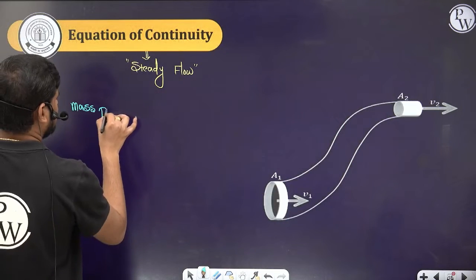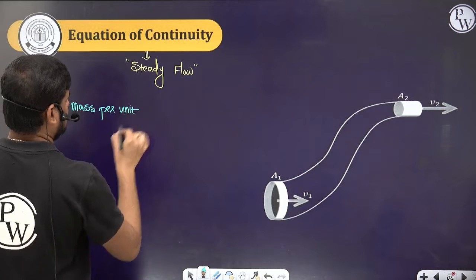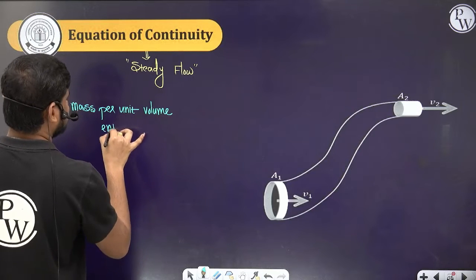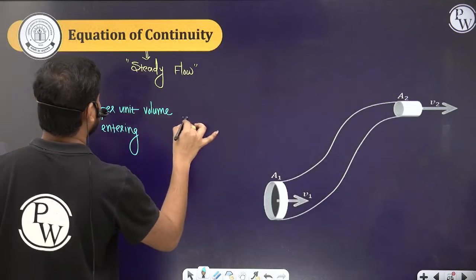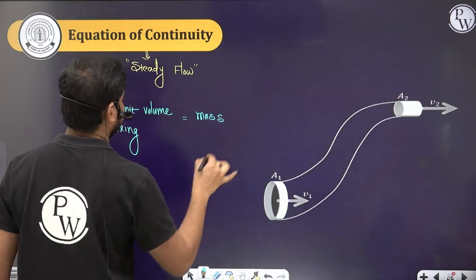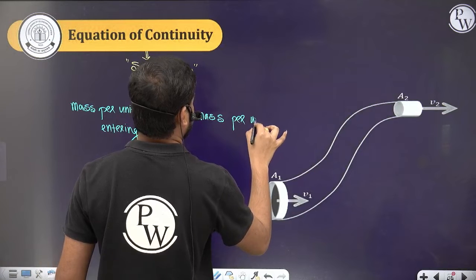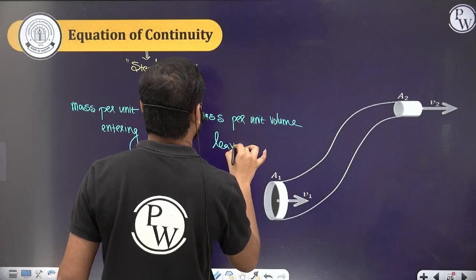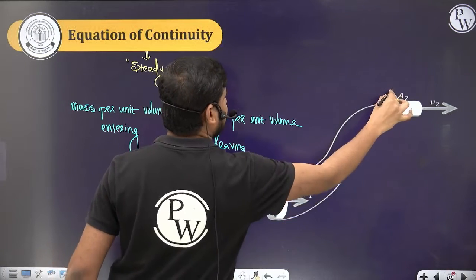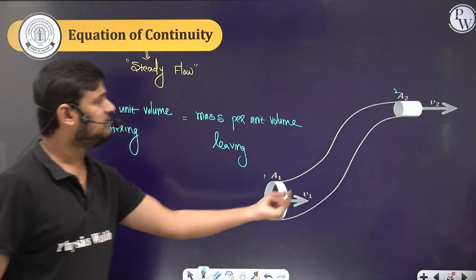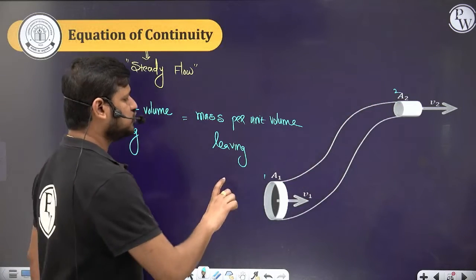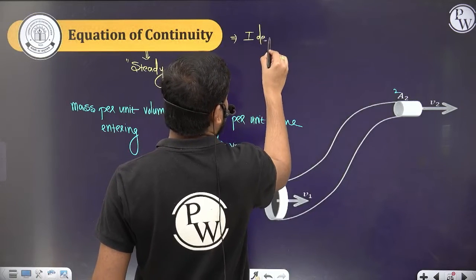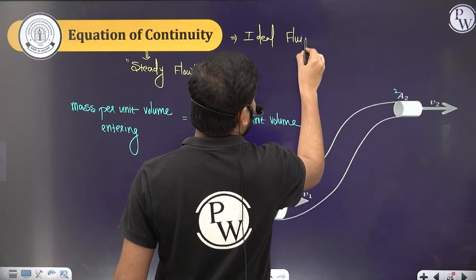The mass per unit volume entering the cross section is equal to the mass per unit volume leaving the cross section. Let's suppose this is point 1 and this is point 2. Here this is applicable for the ideal fluid, guys. We are talking about ideal fluids, which are incompressible and non-viscous.